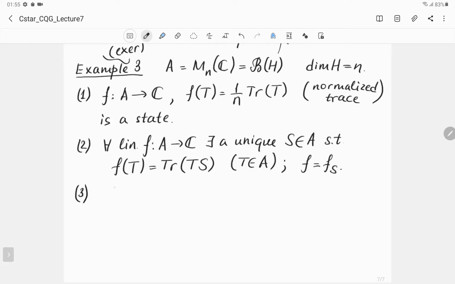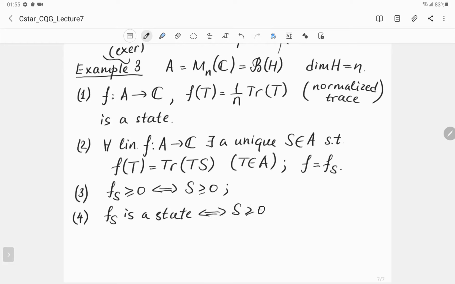Next, I claim that this functional f_S is positive if and only if the respective operator S is positive. And finally, f_S is a state if and only if S is positive and the trace of S is 1. So example 1 is a special case of this construction, which corresponds to the identity operator divided by n.